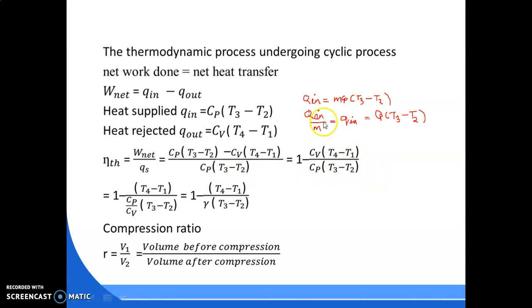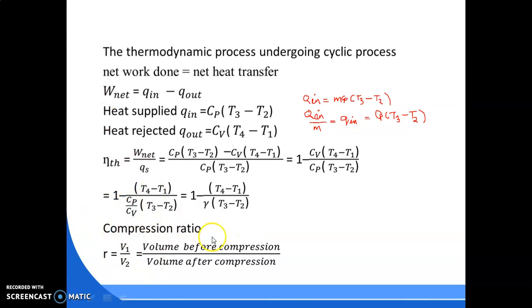So if I rearrange this, Cv will be divided here: Cp by Cv into (T3 minus T2). So 1 minus (T4 minus T1) divided by gamma, where Cp by Cv is equal to gamma, into (T3 minus T2). Then we have to replace these temperatures in terms of the compression ratio: T4 in terms of T1, T3 in terms of T1, and T2 in terms of T1. Then you have to take the common factor and prove the efficiency.